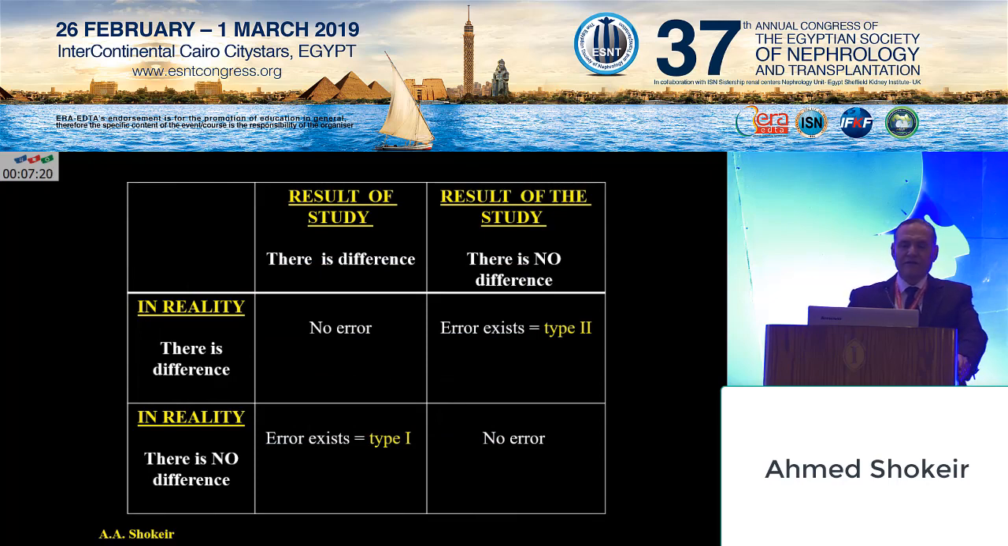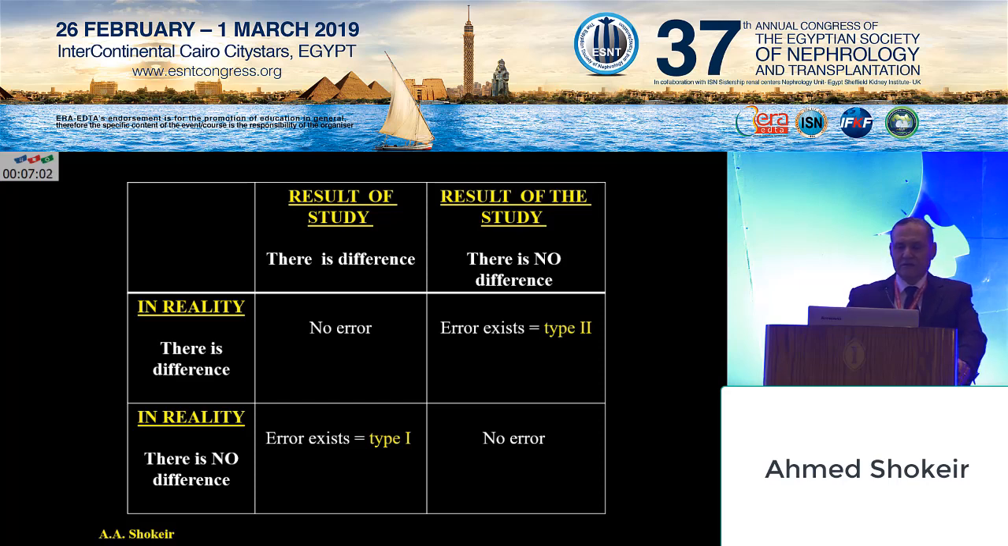You see that if the result of the study is no difference, and in reality there is no difference, there will be no error. If the result of the study is there is a difference, and in reality there is no difference, this is type 1 statistical error because of random error in your sample.